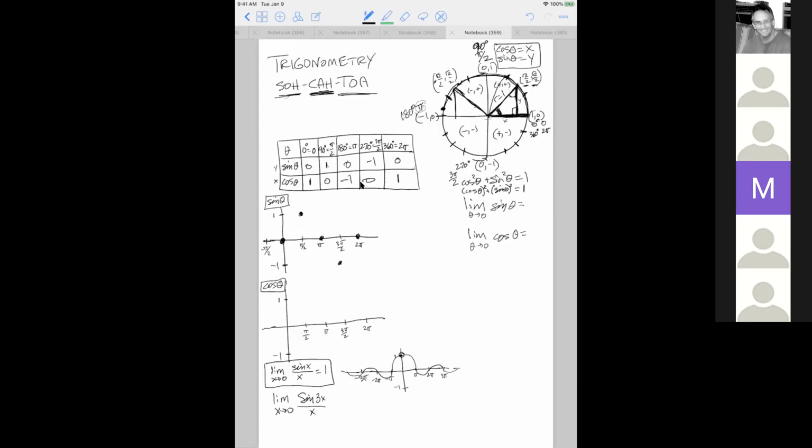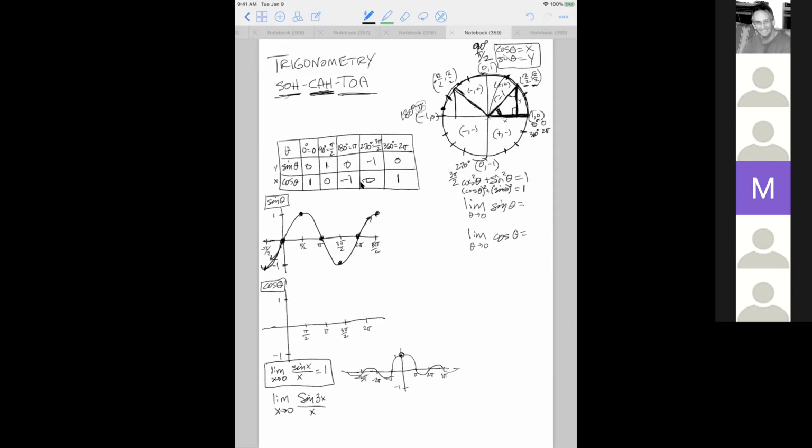And remember, when you see a picture that comes up like this, this is going on forever. This does not stop at 2 pi. And it doesn't stop at the start either. So at negative pi over 2, it would be down here. And at 3 pi over 2, 4 pi over 2, at 5 pi over 2, it would be up here. So it would continue on forever in both directions.